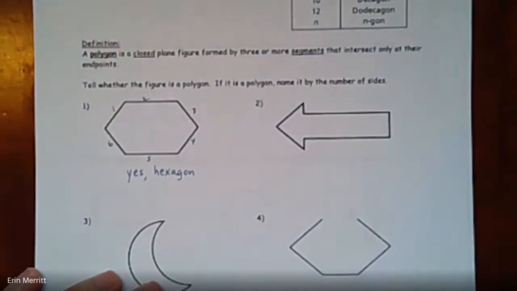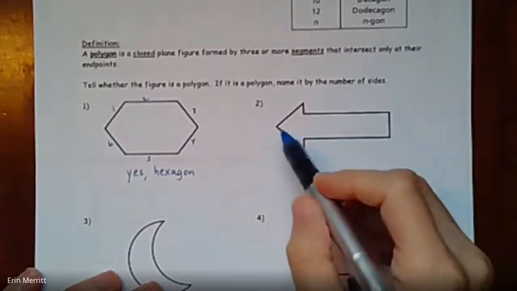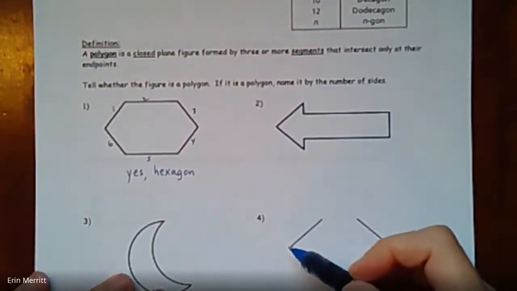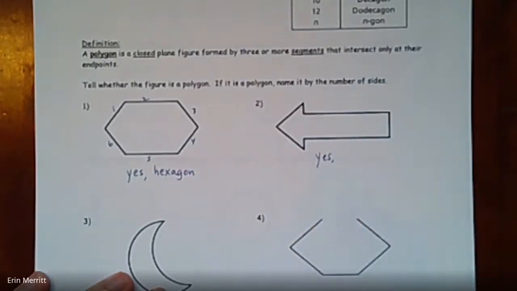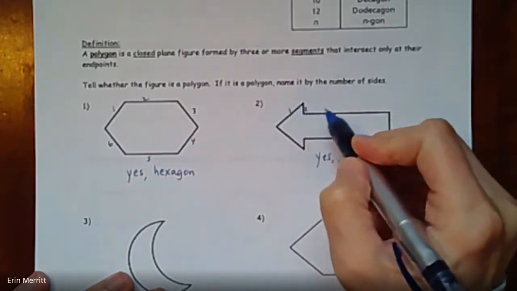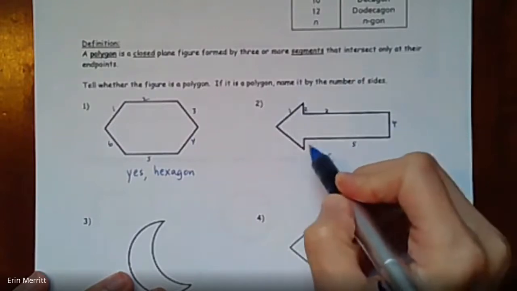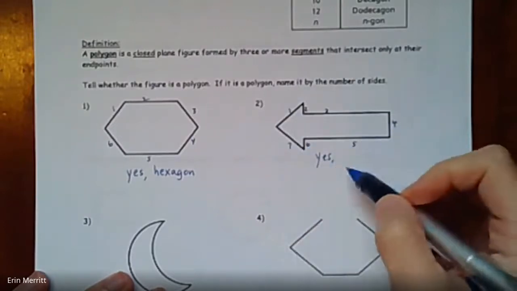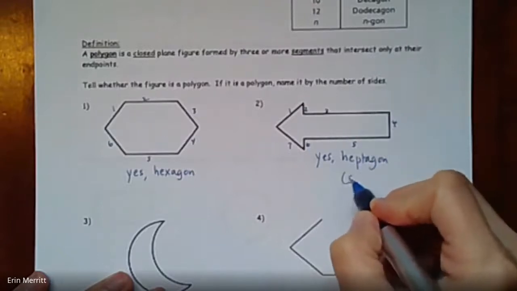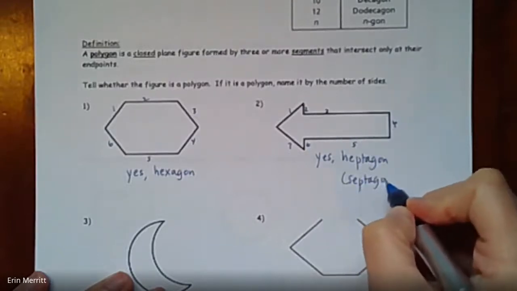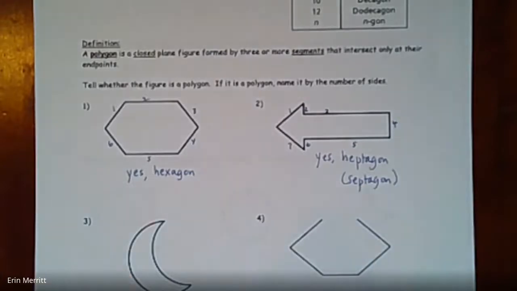For number 2, they're all straight line segments. They're all connected. Therefore, it's closed, right? And so again, yeah, this is definitely a polygon, even though it looks kind of like just an arrow. But if you count, you got 1, 2, 3, 4, 5, 6, 7. And so if you look at your list, that can be a heptagon, or I mentioned above, a septagon. You can say it either way, right?